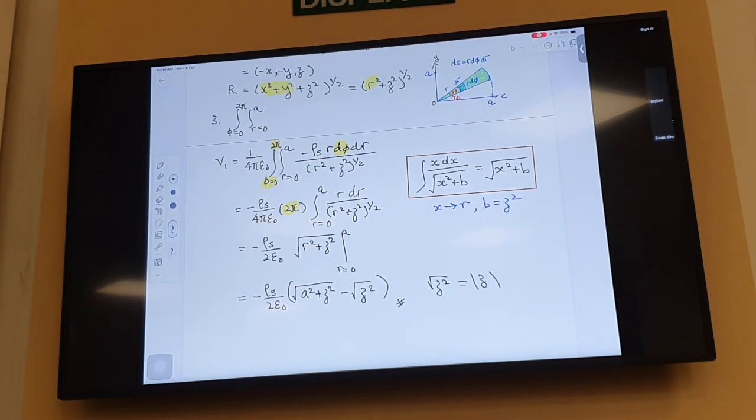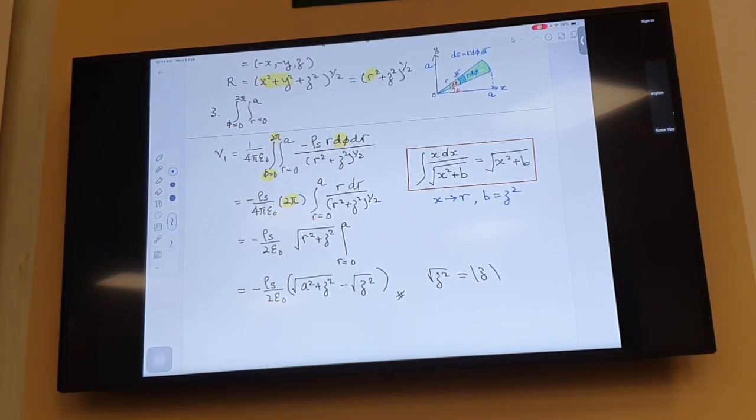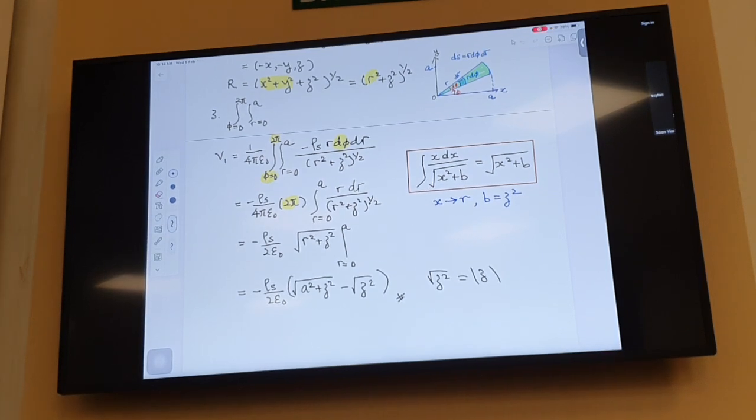Or as I mentioned, you can write equal to z if z more than 0, equal to minus z if z less than 0. Any questions? Okay? Any question? No question. Very simple. More like don't know what to ask.